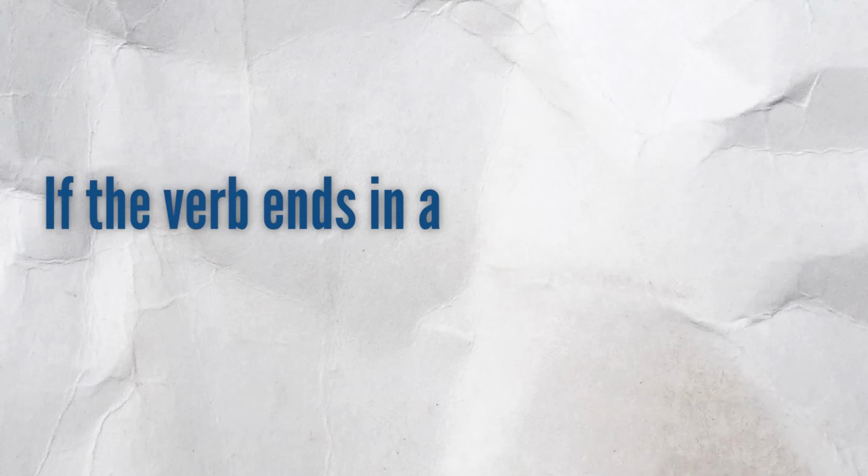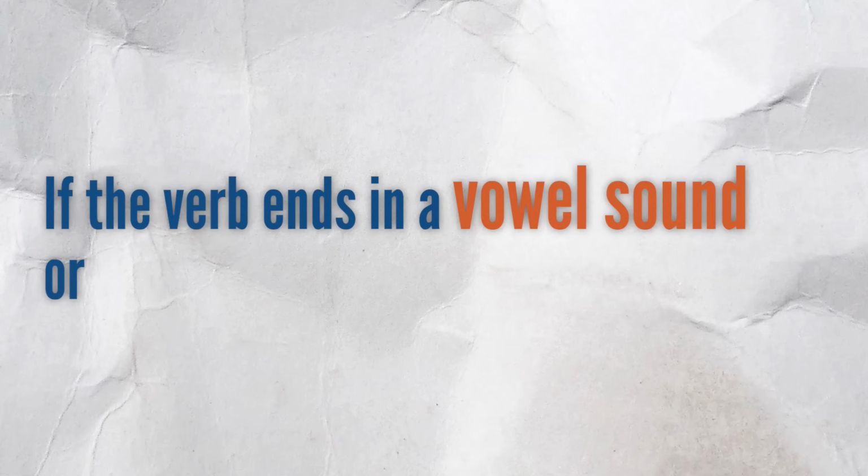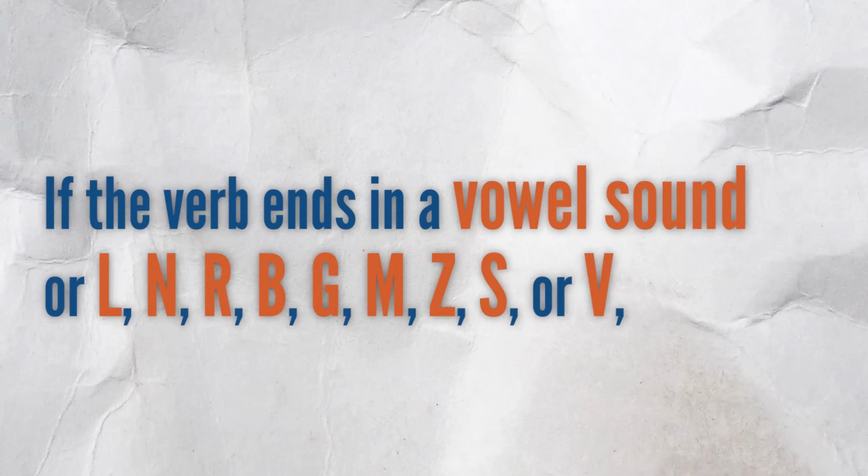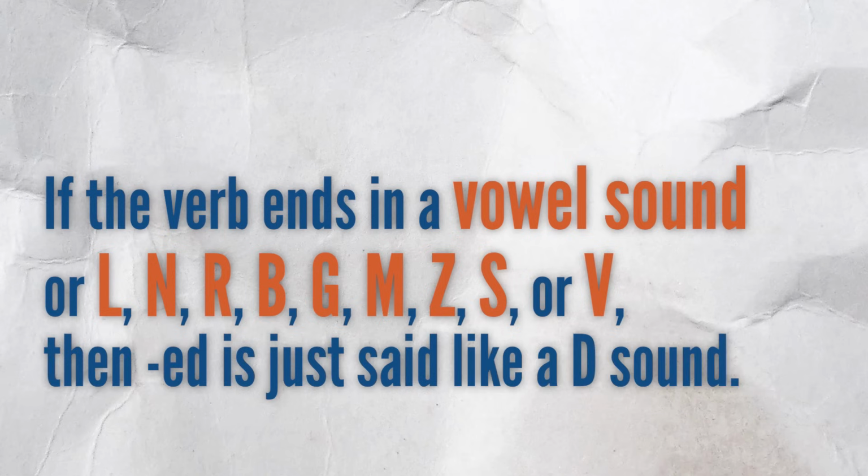Listen, "blended" and "trusted." Did you hear the extra "ed" sound at the end? Blended and trusted. Got it? Good. Here's the next part of the rule. If the verb ends in a vowel sound, or L, N, R, B, G, M, Z, S, or V, then "-ed" is just said like a D sound. It doesn't become an extra syllable.